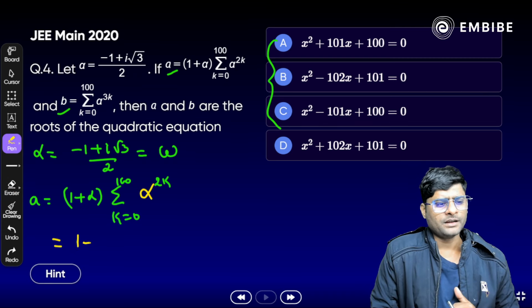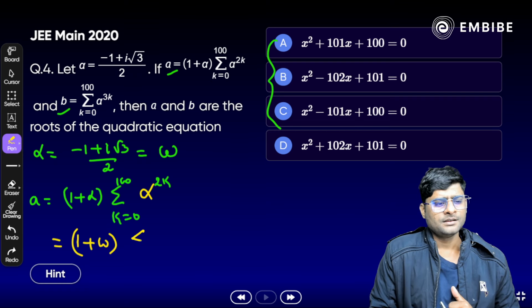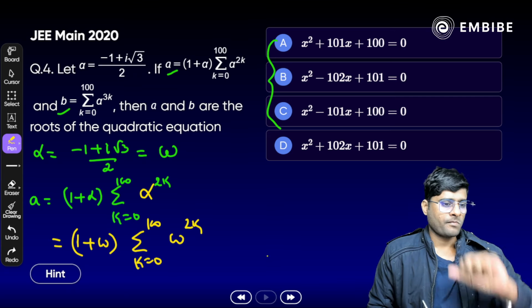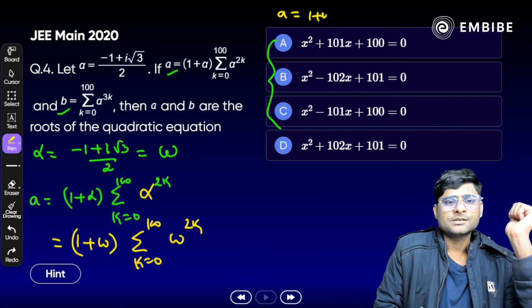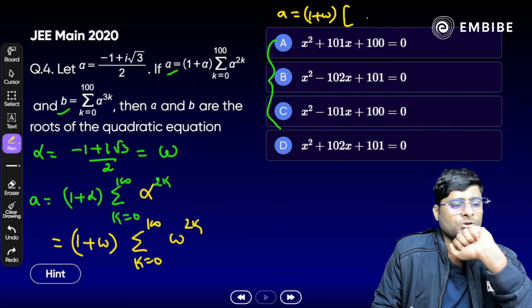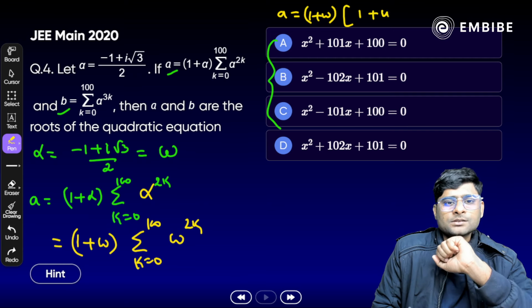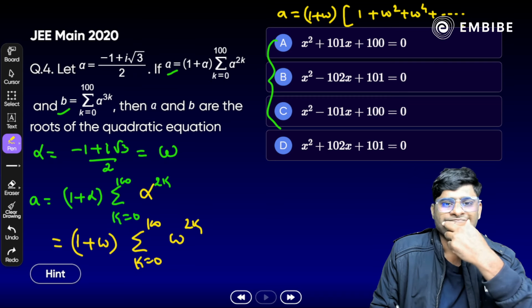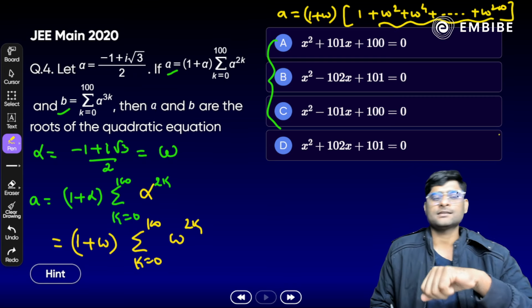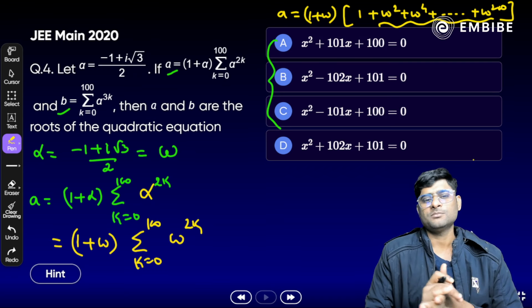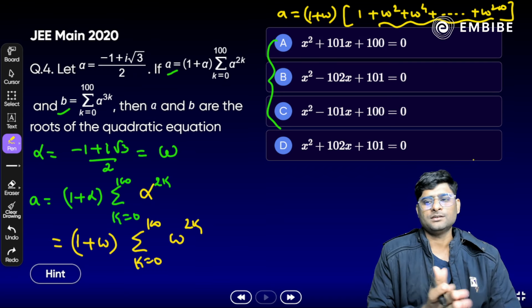So, let me do that, like 1 plus omega summation k equal to 0 to 100 omega raised to the power 2k. Or what we can write? A is nothing but 1 plus omega times, yes, omega raised to the power 0 is 1, plus omega square plus omega raised to the power 4, and so on, up to omega raised to the power 200. So can we add? Kya aap ise add kar sakte hain?